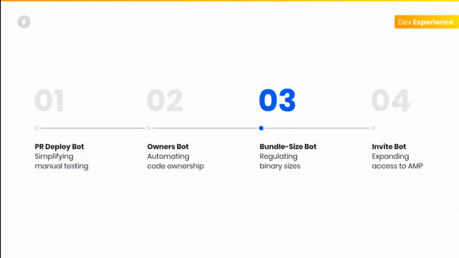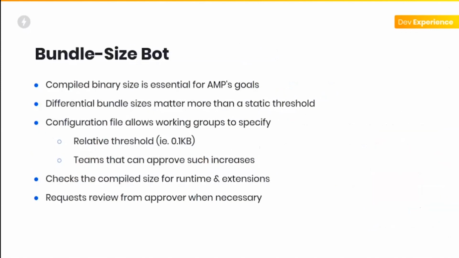Now, the next bot in our toolchain is the bundle size bot, which helps us to monitor and limit increases to the compiled binary size. So speed is critical for AMP pages, and so by extension is the size of the JavaScript bundle. Now, each runtime or extension file can be configured to permit some relative size increases, say a tenth of a kilobyte, as well as teams that can approve increases past that threshold. Now, when changes in a PR exceed that, someone who can approve the increase is automatically added as a reviewer.